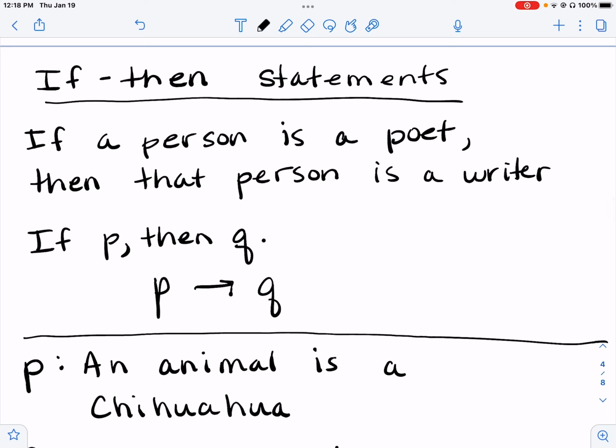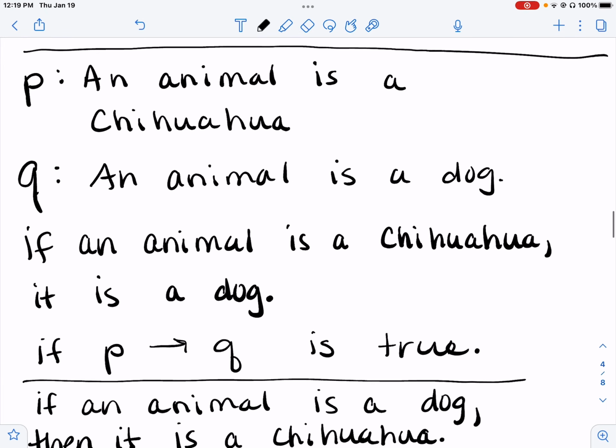If-then statements. If a person is a poet, then that person is a writer. If P, then Q is used with the symbol P arrow Q. So P arrow Q means if P, then Q. An animal is a chihuahua. P: an animal is a chihuahua. Q: an animal is a dog. If an animal is a chihuahua, it is a dog. So P arrow Q is true because if an animal is a chihuahua, then it is a dog.